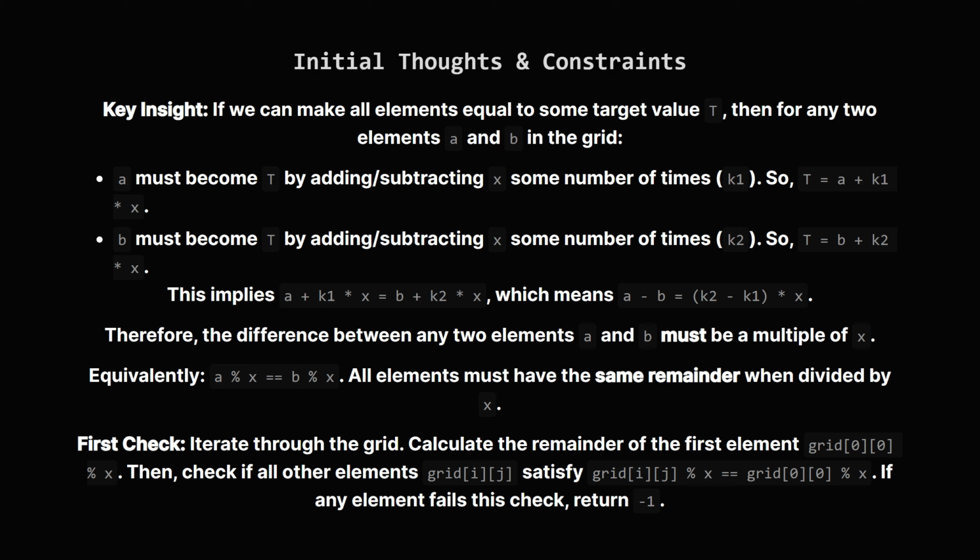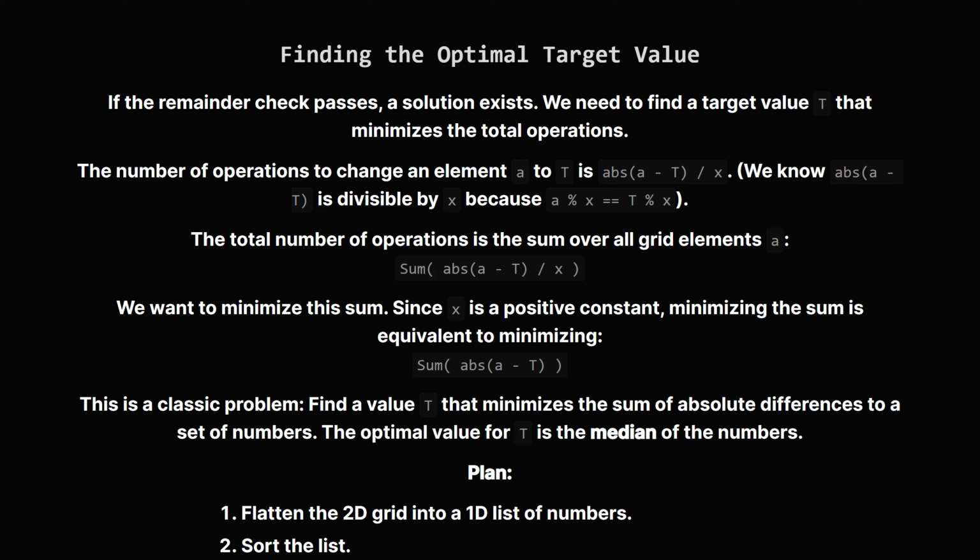We can pick the first element, calculate its remainder when divided by x, and then iterate through all other elements comparing their remainders. If we find any element with a different remainder, we immediately know it's impossible, and we can return -1. Okay, so if all elements have the same remainder modulo x, we know it's possible to make them equal. But what value should we make them equal to? Let's call this target value t.